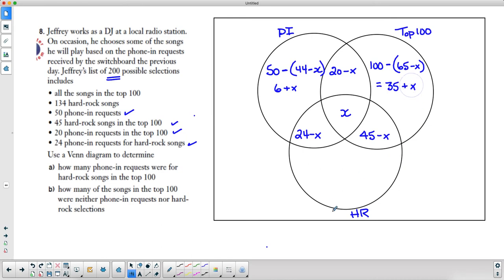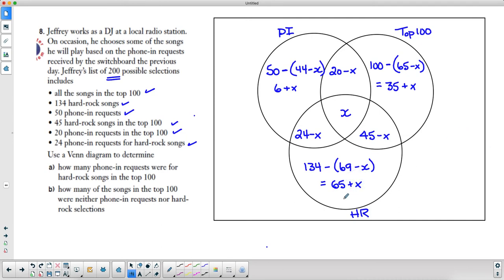Now this last circle down in here, we're told there's 134 rock songs. I've already done that one. 134 rock songs, so we have to do 134 and subtract off those three things. So again, positive and negative x cancels. I've got 69 between the two constants, so I have to subtract off 69 minus x. And when I do that, that simplifies to 65 plus x.